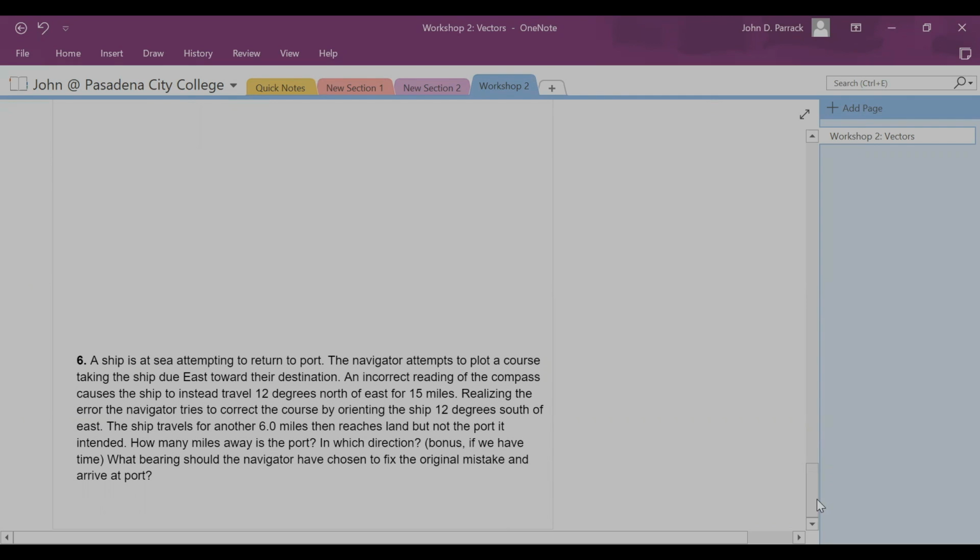I hope that you got some good practice with vectors and you don't feel so uncomfortable using them. You'll use them a lot. So they'll become more and more familiar, but it's good to practice as much as possible.